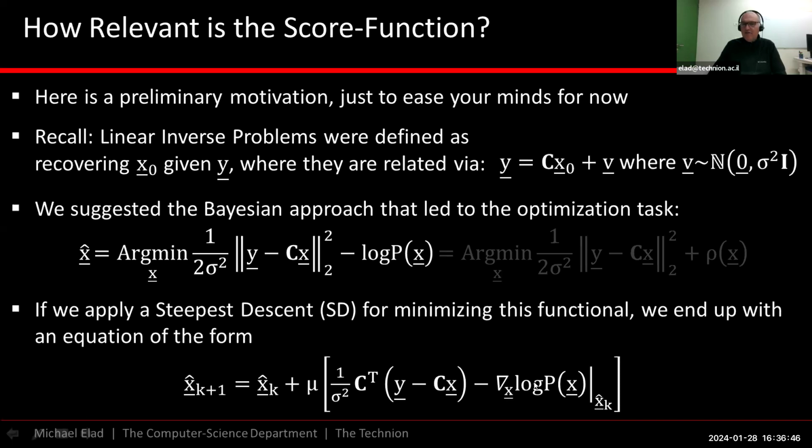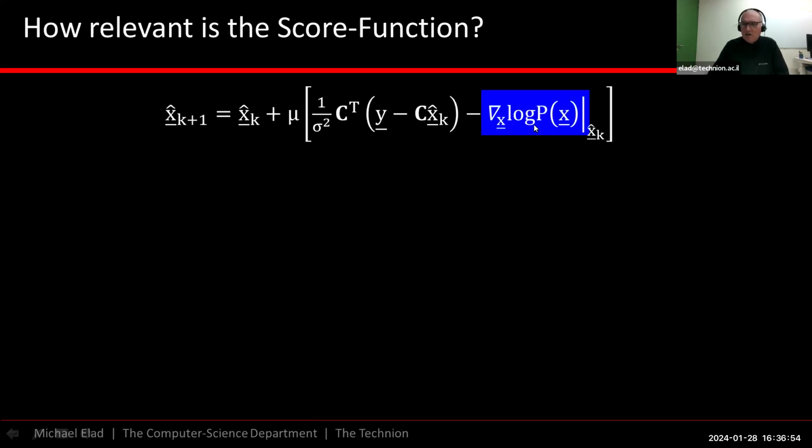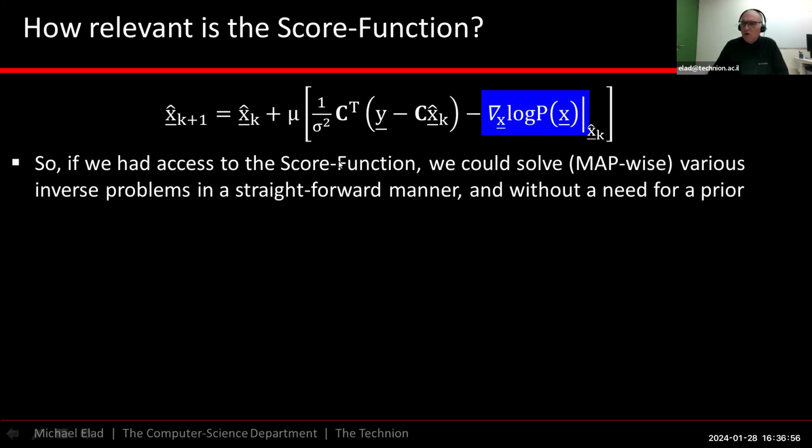And here I have the score function, the grad of the log of P of X. So basically, what I'm telling you is that if I had access to the score function, I could have solved all the inverse problems, all of them that correspond to any C, and getting the MAP estimate. This is great to know. So the score function, if it is available, can serve in those problems.